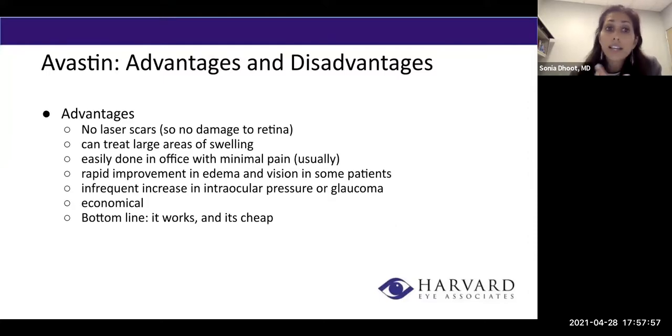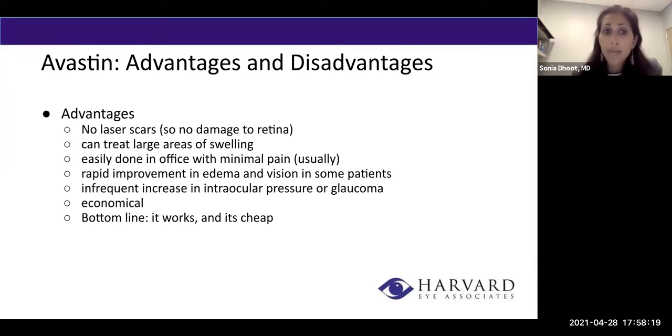So the advantages, like we talked about, there are no laser scars, so no damage to the retina. It can treat large areas of swelling. If you have a lot of swelling, it would be really tedious and probably not a good idea to go treat every single tiny little blood vessel with a laser. Whereas if you do one shot, it can broadly treat that huge area of swelling. It's easily done in the office with minimal pain.